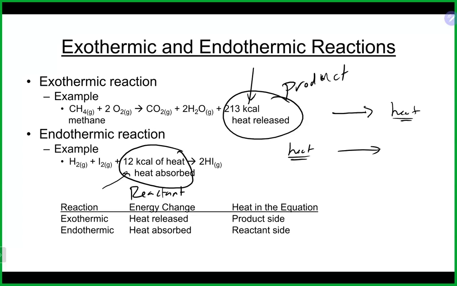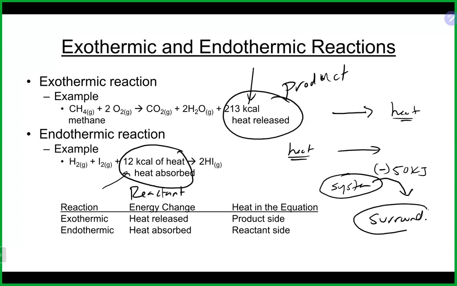Now, when we talk about this conservation of energy and this flow of energy and the relationship between our system and our surroundings, if our system released, say, 50 kilojoules of energy, in terms of the system, it would be a negative value as it is being released in exothermic. In terms of our surroundings, when it picks up that 50 kilojoules of energy, it will actually be a positive value for our surroundings.